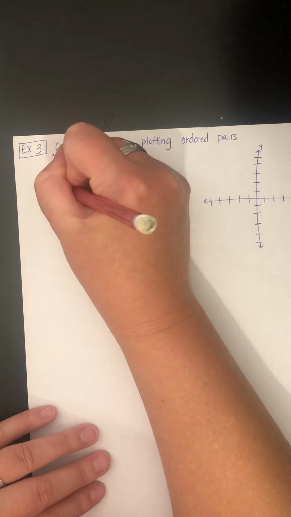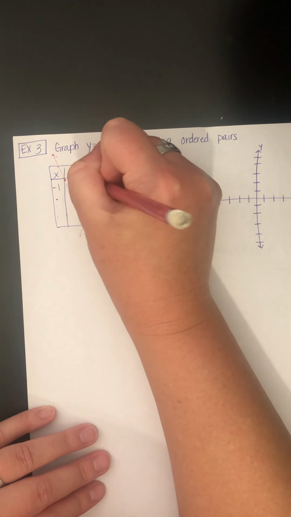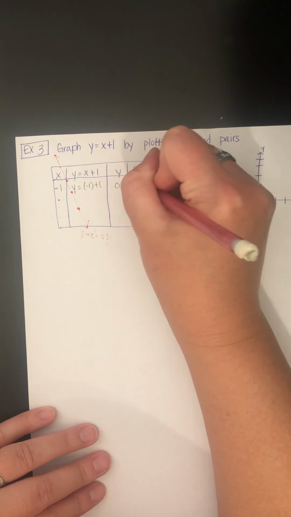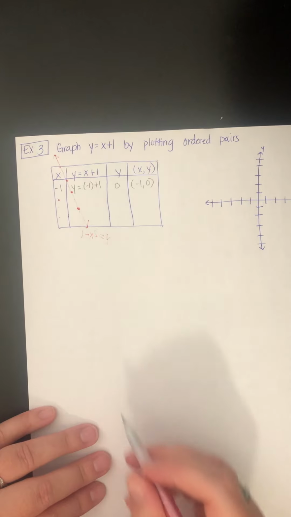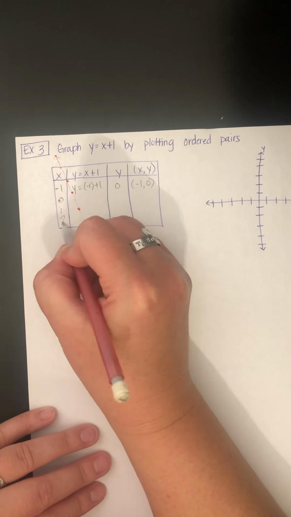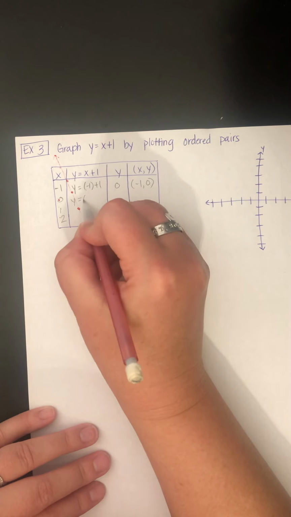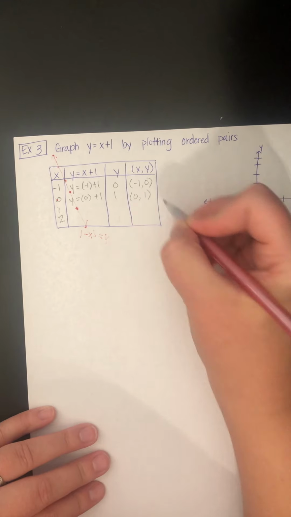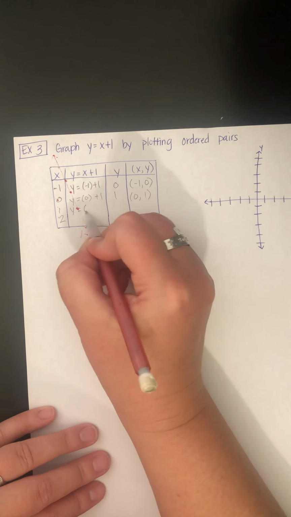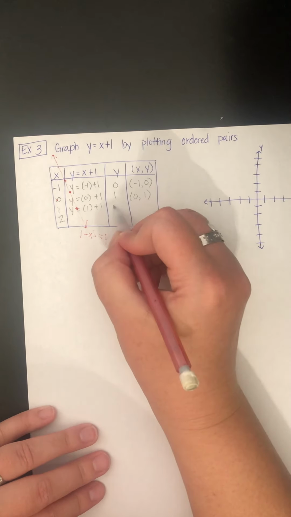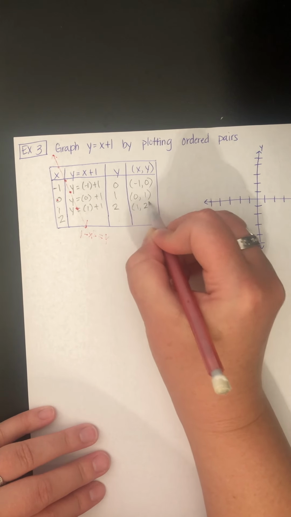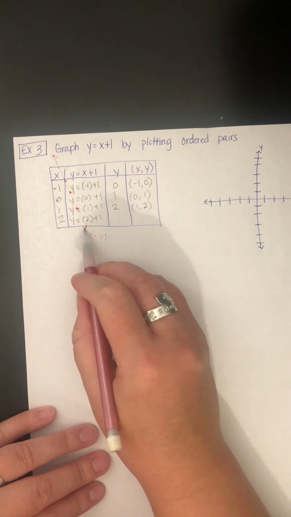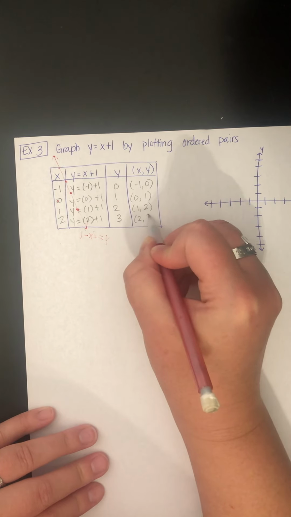So let's start with -1, replace x with -1. So we have -1 plus 1, that's going to be 0. Our x is -1, our y is 0, that's our ordered pair. What if we do 0, 1, and 2, okay? Replace x with 0. 0 plus 1 is 1, so that means when x is 0, y is 1. If we replace x with 1, we have 1 plus 1, which is 2. So when x is 1, y is 2. And then replace x with 2. You have 2 plus 1, which is 3. So when x is 2, y is 3.